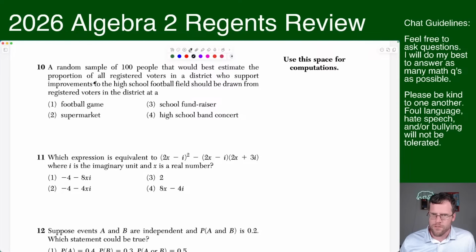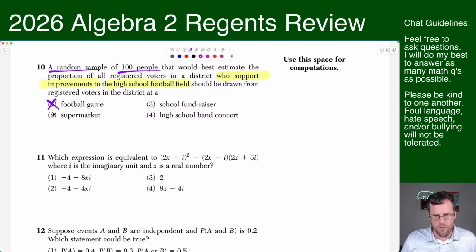So let's see here. A random sample of 100 people that would best estimate the proportion who support improvements to the high school football field should be drawn from registered voters in the district at A. So the $1 million phrase here, we want a random sample. Random sample means it needs to be at a place where people are likely not going to be biased in one direction. Now, people at a football game probably like football, so of course they would be more likely to support improvements to the football field.